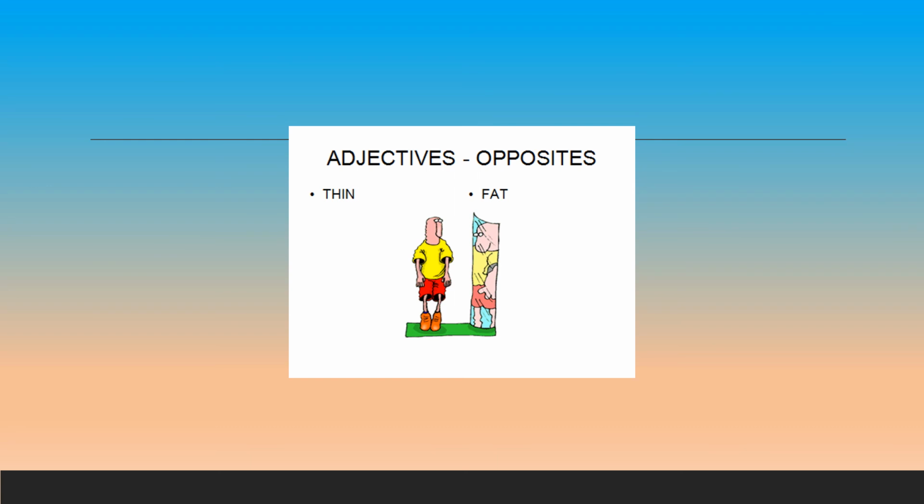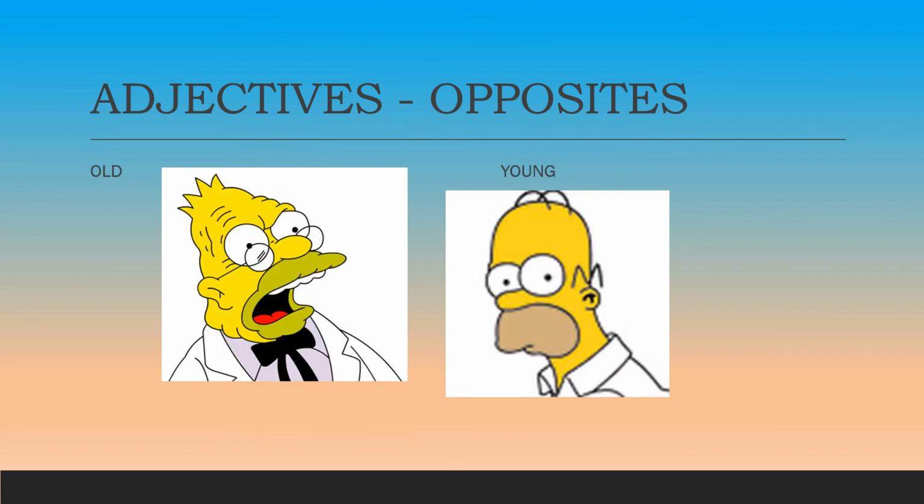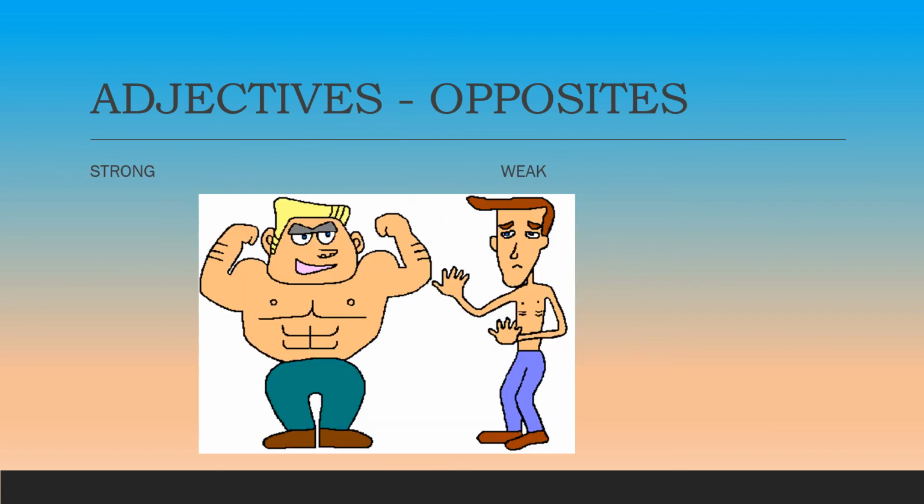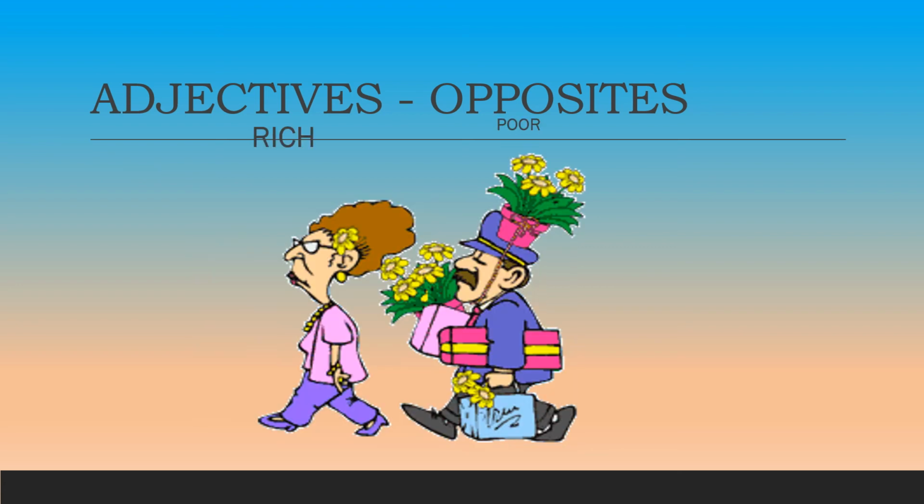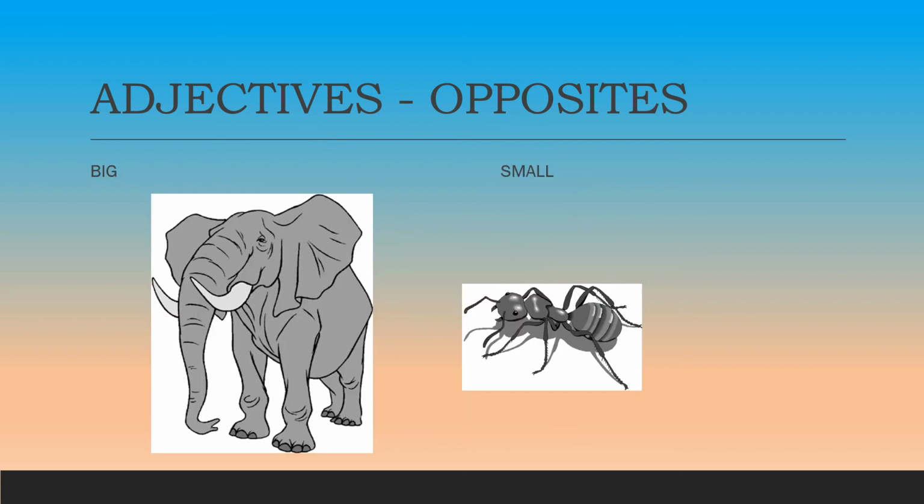And of course, let's think about adjectives opposite, right? Opposite words. Thin, fat, old, young, strong, weak, rich, poor, big, small. The elephant is bigger than the ant. The elephant is one of the biggest animals on the earth. The ant is small. It's not one of the smallest animals though, because like bacteria and stuff are even smaller.